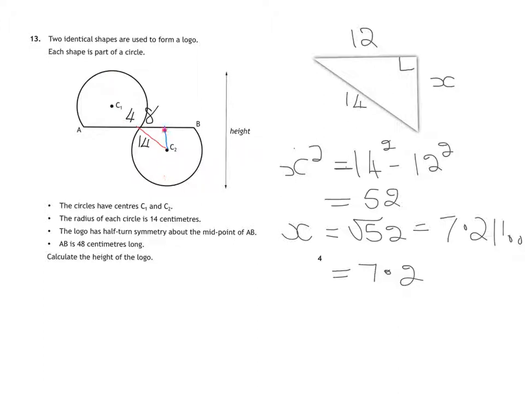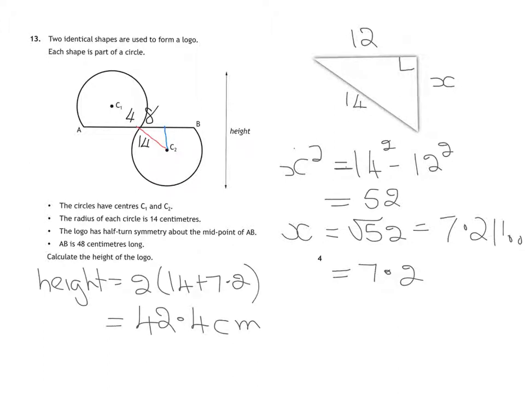So that bit is the same as that. So if we do 14 plus 7.2, multiply that answer by 2, we are going to get the total height of this logo. So our final height is the 14 plus the 7.2, and then you've got to multiply it by 2 because we've got two of them. So 14 plus 7.2 is 21.2. Double that, 42.4. So the entire height of the logo is 42.4 centimetres.